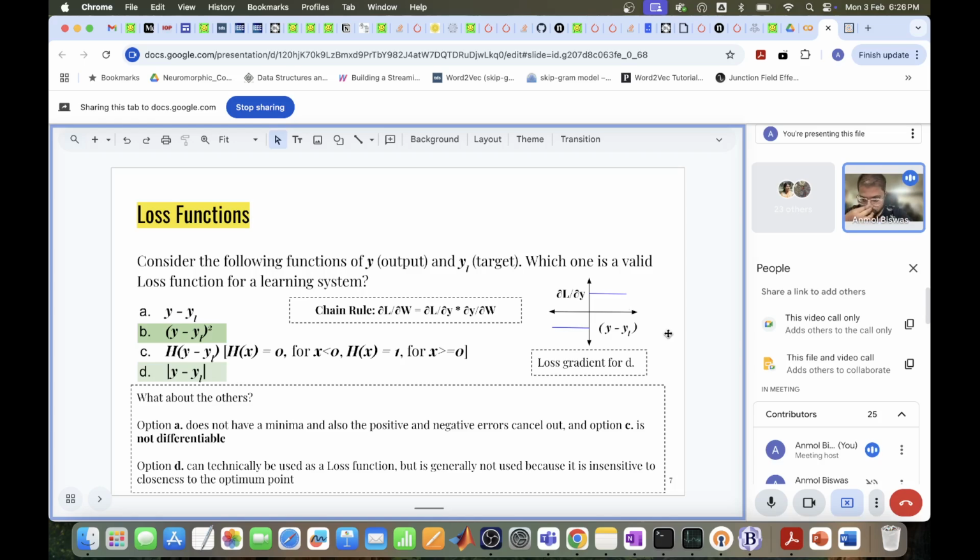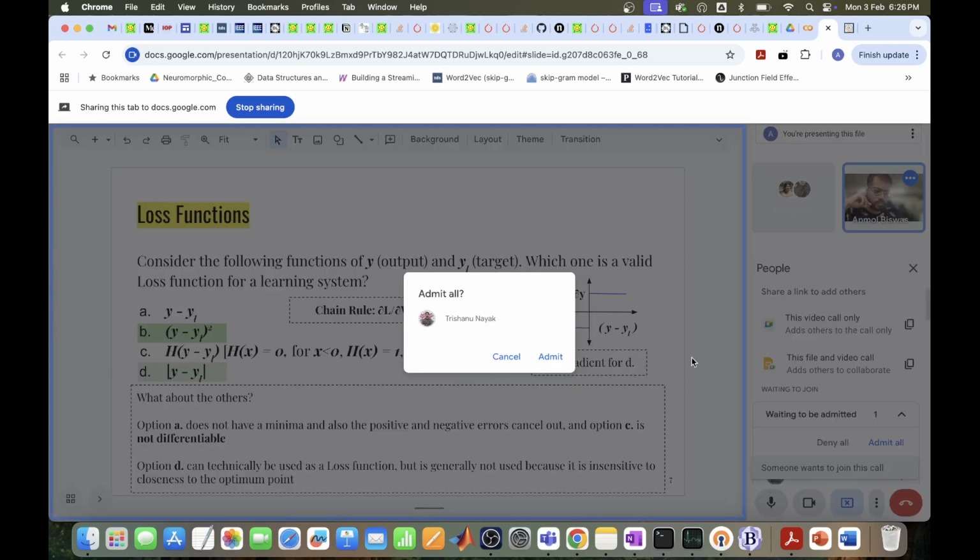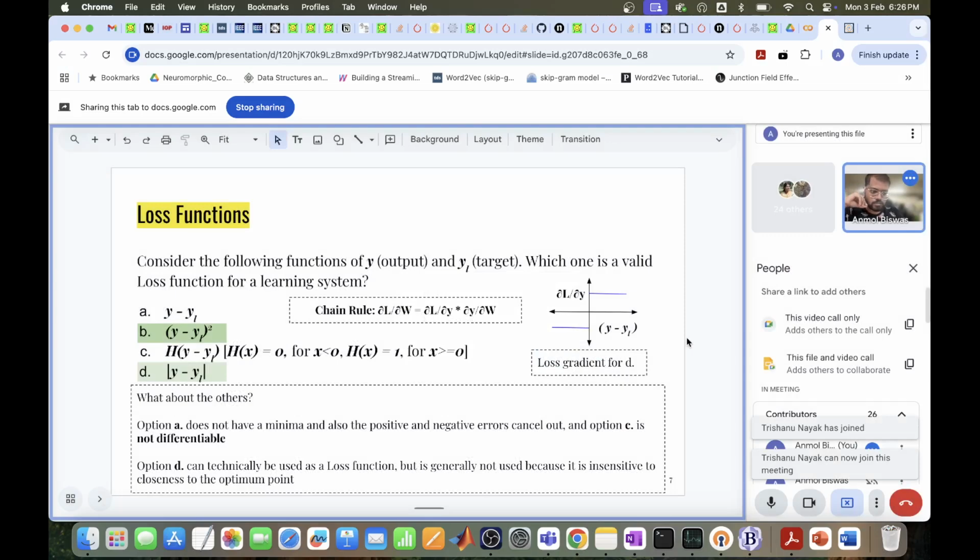right? So yeah, like I said, option A obviously does not have a minima. Option C is non-differentiable. It also actually does not have a minima, right? B and D can technically be used as a loss function, with a caveat that for this modulus function, you have to separately define the gradient at that non-differentiability point, right? And once you do that, you're kind of set.